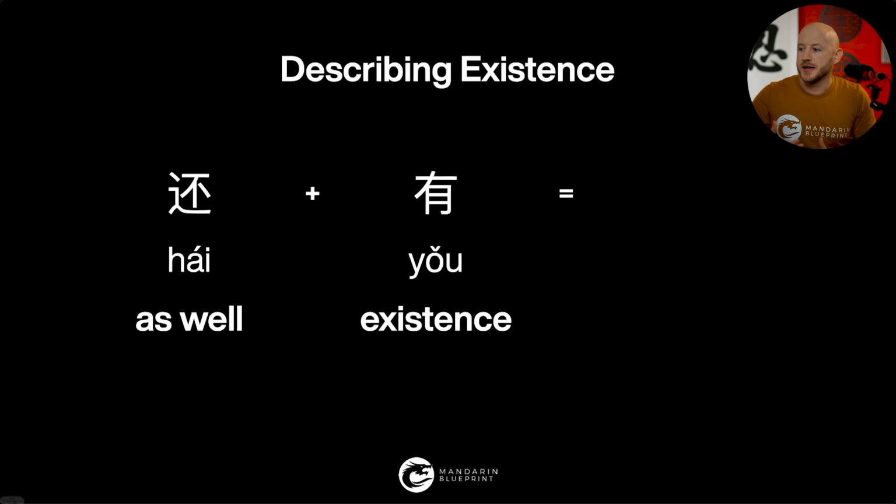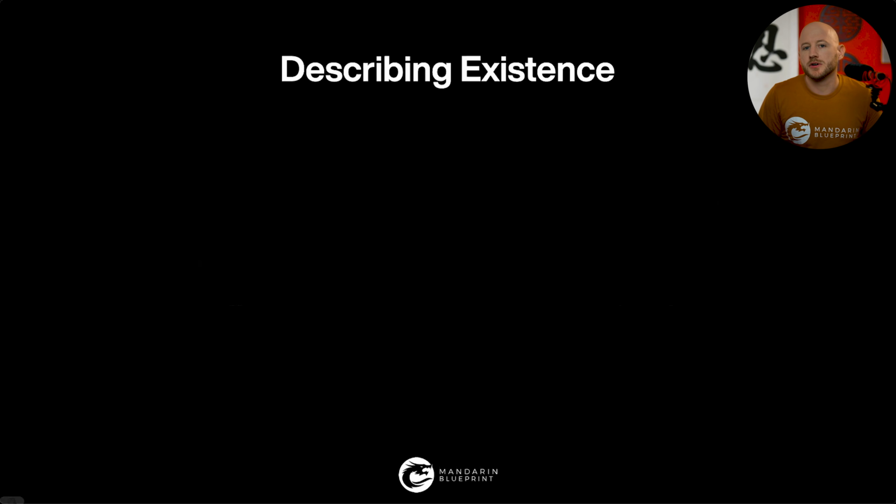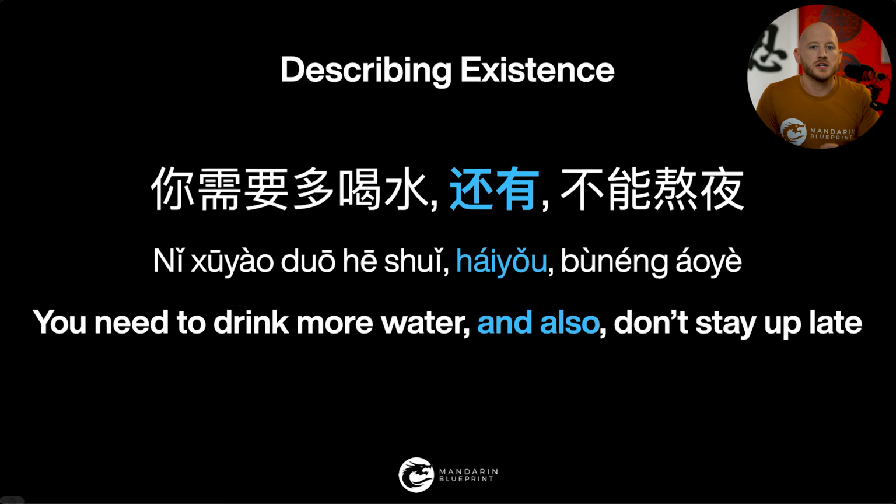So also exist, also have, right? So this means furthermore. And it's often used in the context of wanting to say several things that need to happen. So it ends up kind of being a conjunction in that way. 你需要多喝水，还有不能熬夜. You need to drink more water, and also, furthermore, don't stay up late, right? So this is obviously probably a mother giving advice to their child.